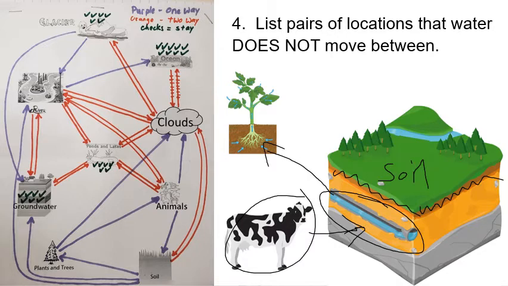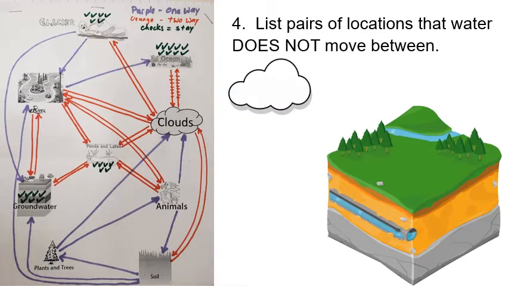Another place, water can't go from the ground up to a cloud because there's no sunlight down here to make the water evaporate, which is what has to happen for that water to get into the cloud. Now, water up here on the surface, sure, that can evaporate and go to a cloud, but that's not what we're talking about here. So water does not go from groundwater to a cloud.